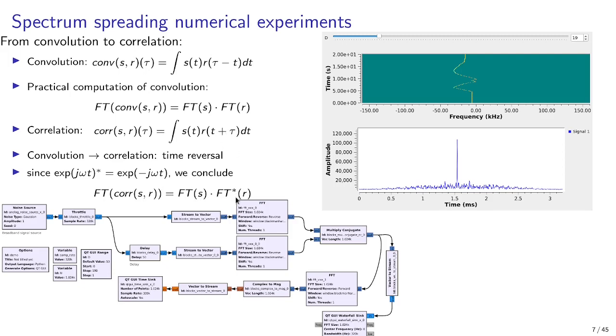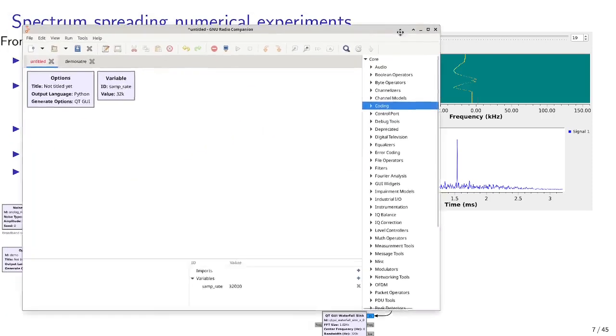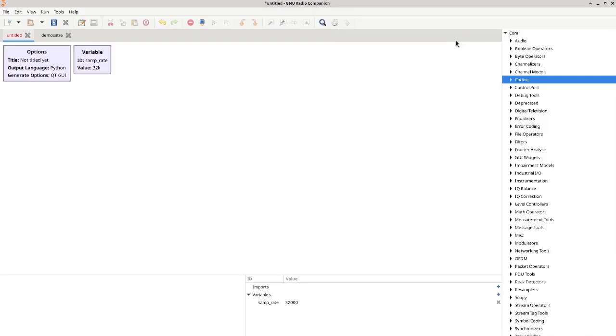So now that we have identified the structure of the calculation, let's see how to implement it in GNU Radio. GNU Radio is a free open source framework for prototyping discrete time signal processing with multiple functionalities.